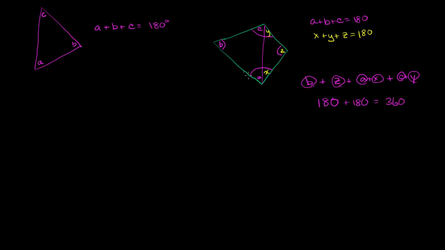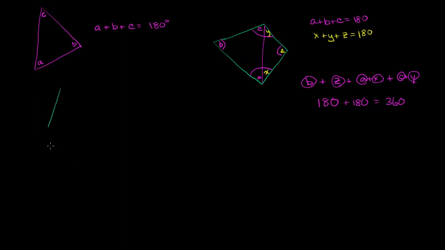So I think you see the general idea here. We just have to figure out how many triangles we can divide something into, and then we just multiply by 180 degrees, since each of those triangles will have 180 degrees. Let's do one more particular example, and then we'll try to do a general version. We're just trying to figure out how many triangles can we fit into that thing.